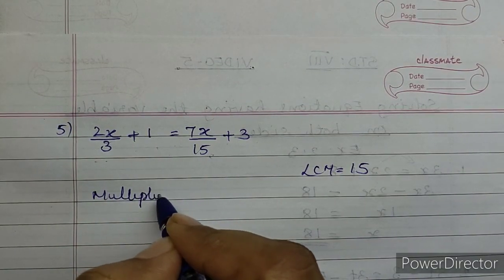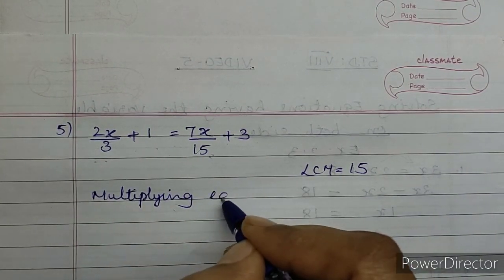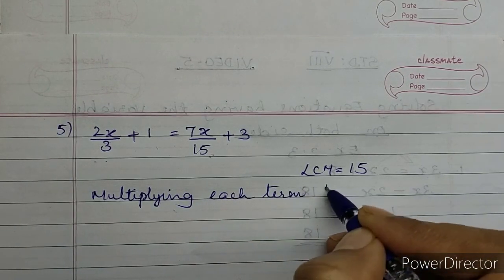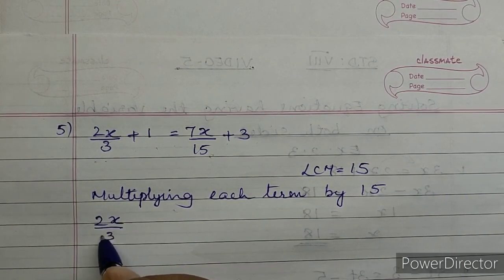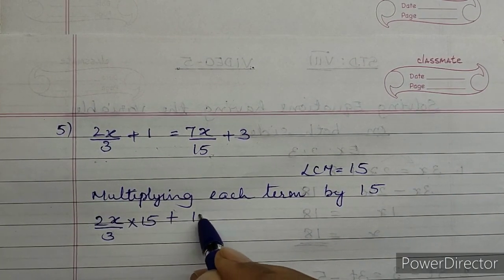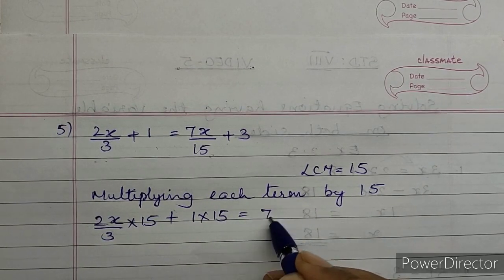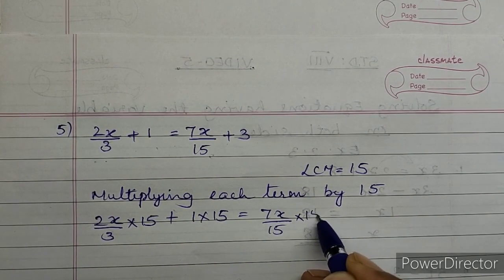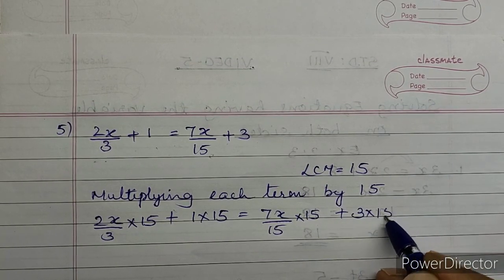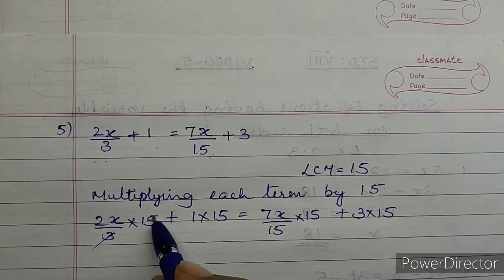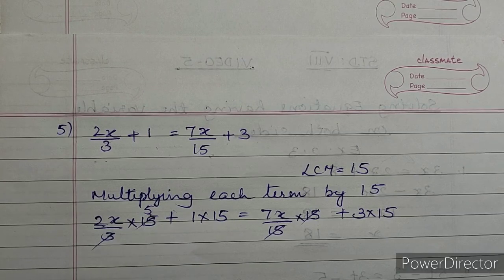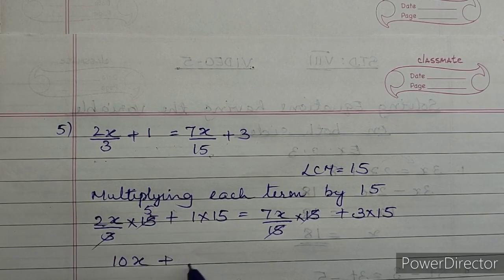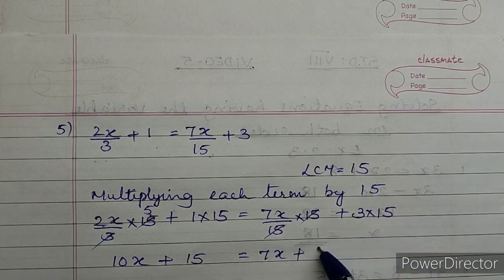Multiplying each term by 15. So 2x by 3 into 15 plus 1 into 15 equals 7x by 15 into 15 plus 3 into 15. Each term you have to multiply by the LCM. Cancel the possible ones. 5 times 15, 15 cancel. Remaining, 2 5s are 10x plus 15 equals 7x plus 45.